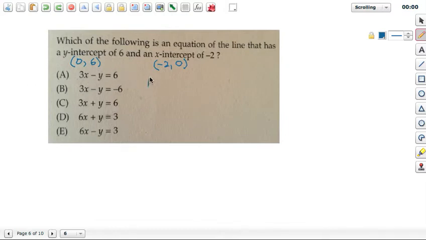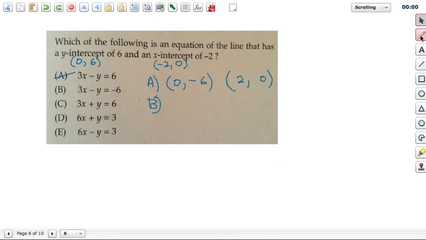So for A, testing A, the y-intercept is when x is 0. So you can see that the y is -6. And the x-intercept is when y is 0 and x is 2. So we don't want A because we're looking for 0, +6, and -2, 0. So we reject A. So now let's test B.